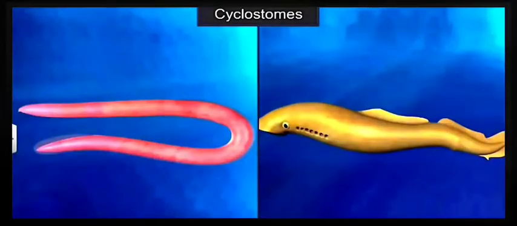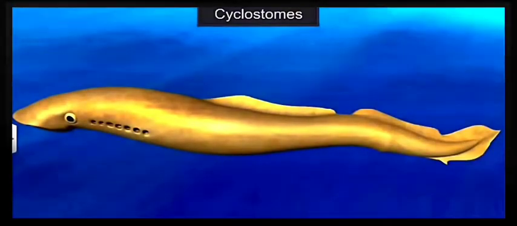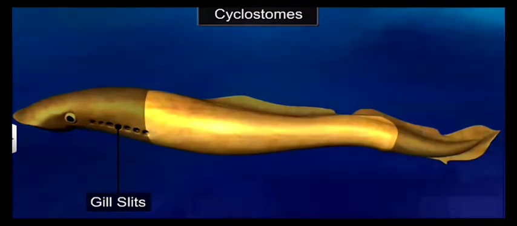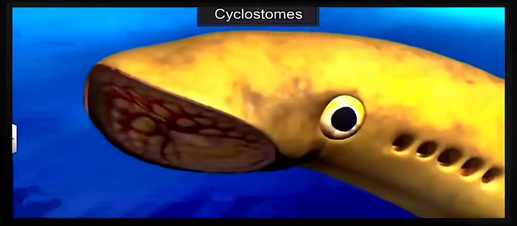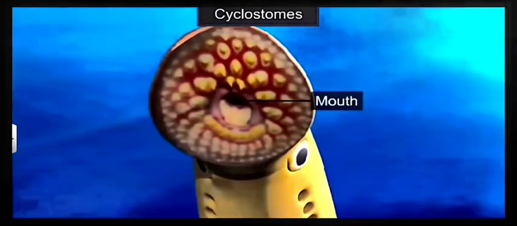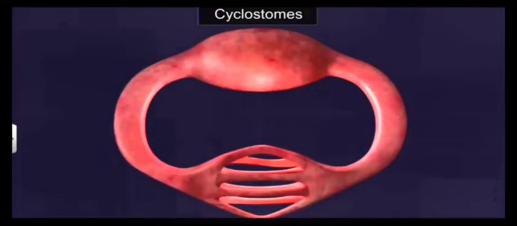Let's first study about cyclostomes or Cyclostomata. They are called suctorial fishes. They do not have jaws. Their body is streamlined with gill slits. They don't have scales and they don't have paired appendages. Now their mouth has got a suctorial structure and they have a vertebral column which is cartilaginous.